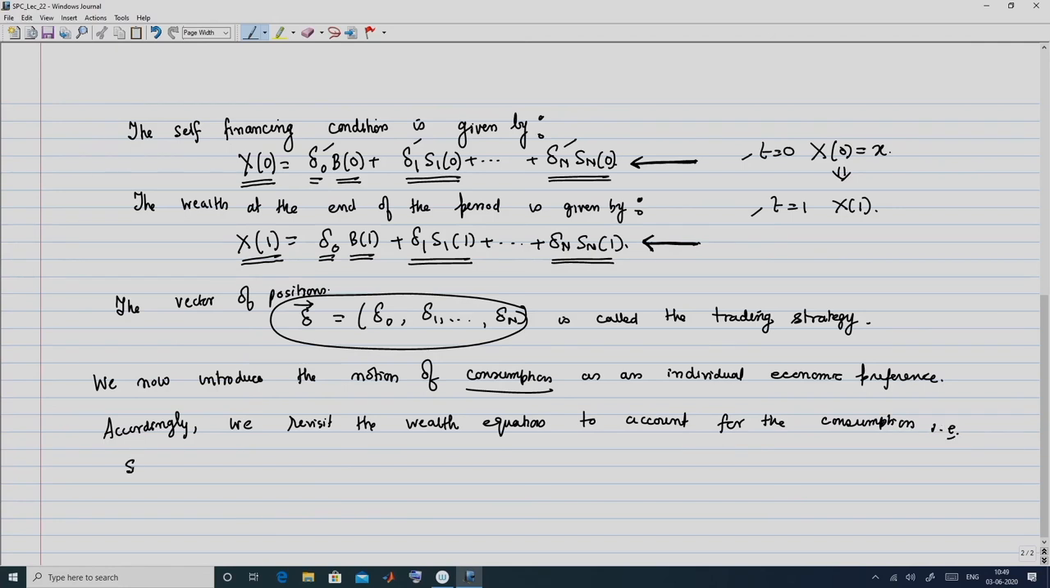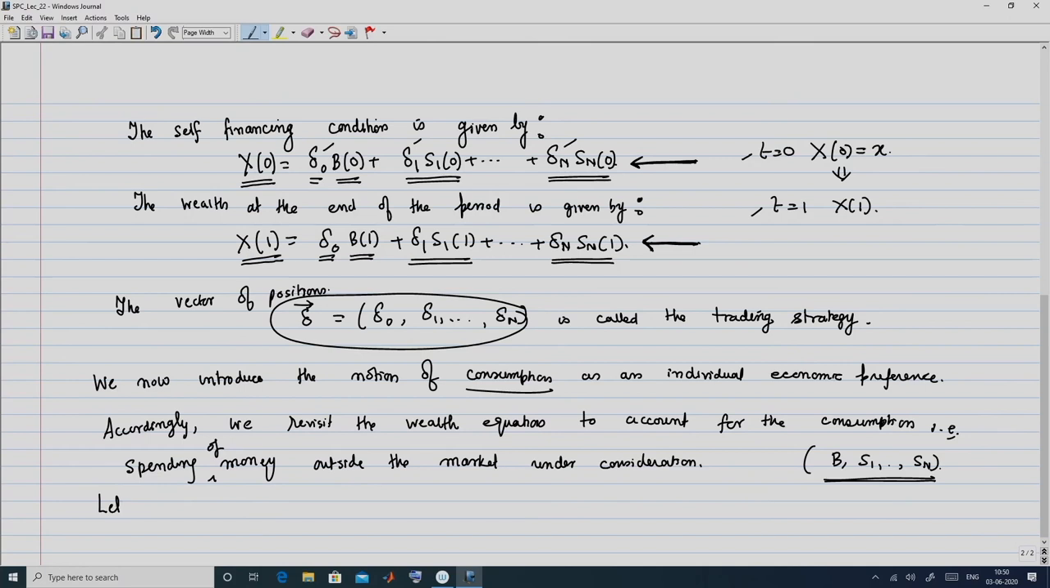That is, consumption means spending money outside the market under consideration. So remember, what is the market under consideration? The market under consideration was the bond, S1 all the way to SN. If you are in the market under consideration, your investment will be in the bond or one of S1 or S2 all the way to SN or a combination of that. So, consumption is basically spending money not on any of these securities, that is the bond and the number of stocks, but spending the money somewhere outside the market for the purpose of your individual consumption. This basically means that the amount that is consumed is no longer in circulation in the market under consideration.